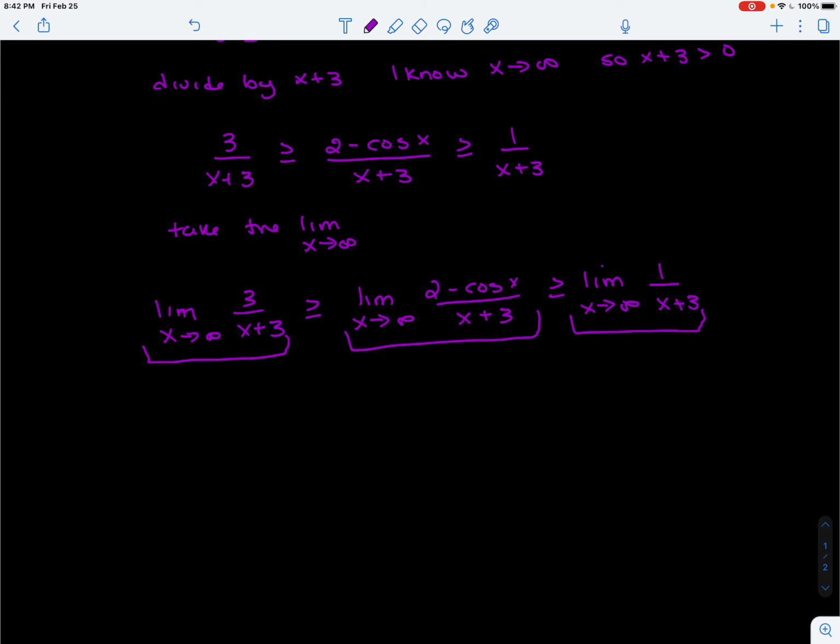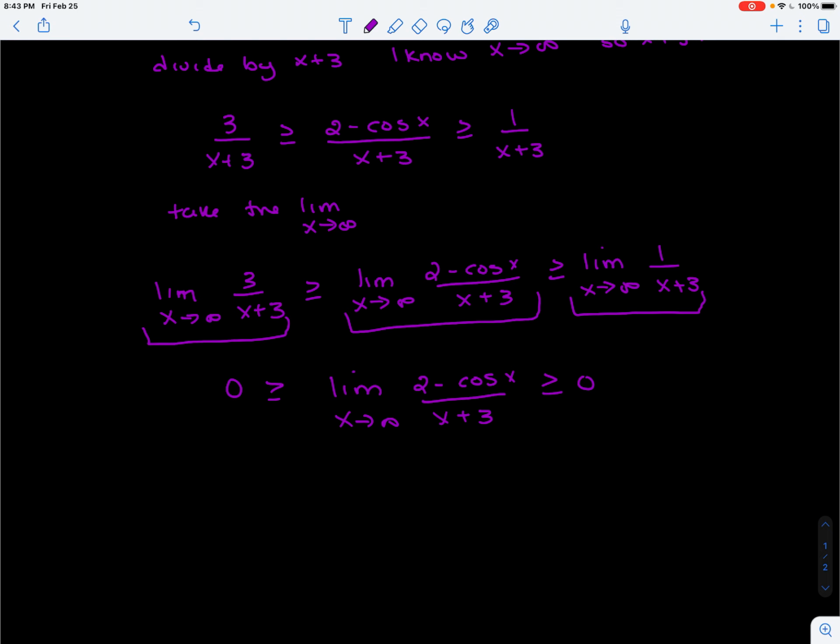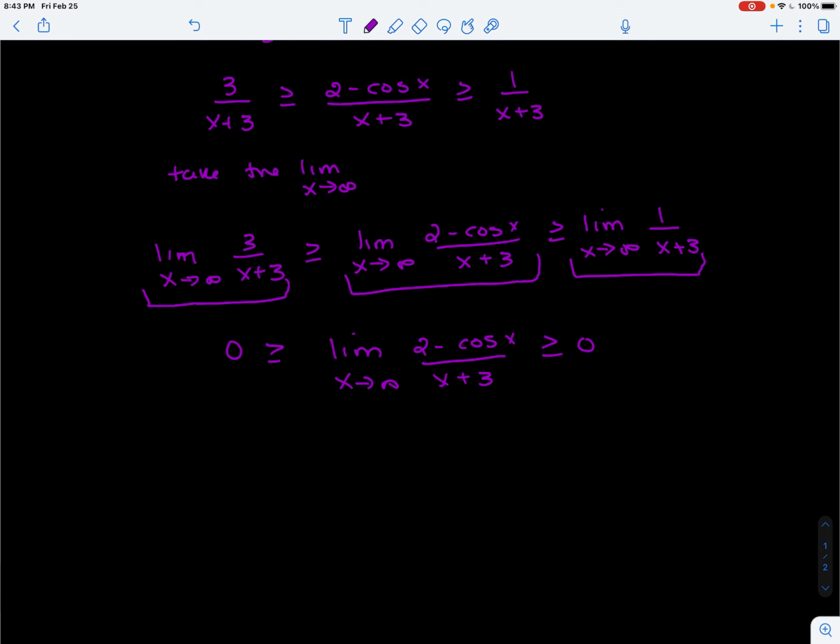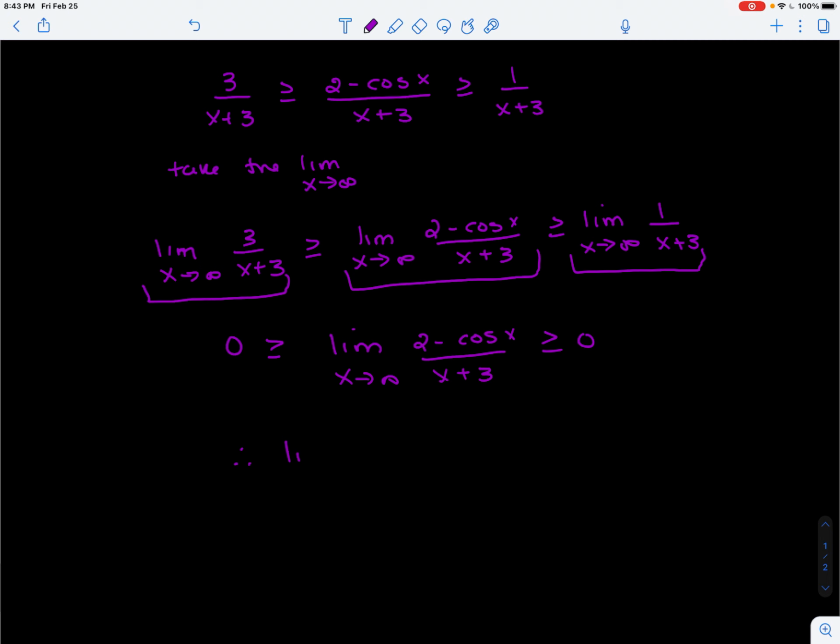So 3 over a really large number goes to 0. And you can see what's coming. 1 over infinity plus 3, like as x goes to infinity, also goes to 0. And if I've squeezed this limit between 0 and 0, it therefore must be 0. So the limit as x approaches infinity of 2 minus cos x all over x plus 3 is equal to 0.